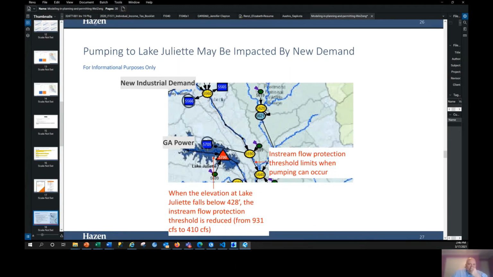We evaluated that, given that it's being pumped from the Ocmulgee River, and recognizing that the permit says there are in-stream flow protection limits for the pumping that vary with the elevation in the lake. When the lake is below 428 feet, the minimum flow requirement in the river is 410 CFS, and when it's above 428 feet, it's 931 CFS. We did this evaluation over a test period of 2000 to 2018.